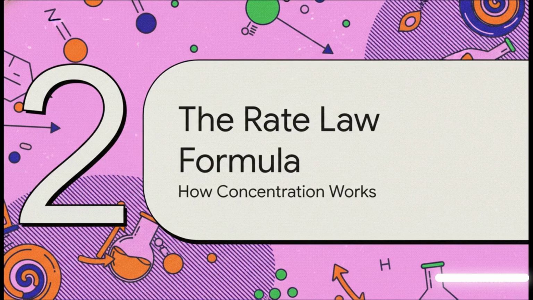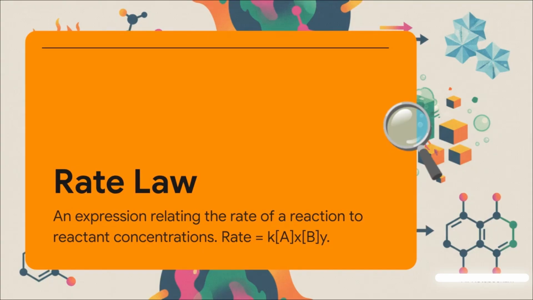So we can measure the rate. That's step one. But the next, much more interesting question is what actually controls that rate? And that's where we get to the rate law formula. The rate law is basically the master equation of kinetics. It's a beautiful little formula that ties the reaction's speed directly to how much of each reactant you have. That K is called the rate constant. It's a unique number for every single reaction. But the real secret sauce is in those exponents x and y. They tell us exactly how much the speed changes when we change the concentration of each ingredient.